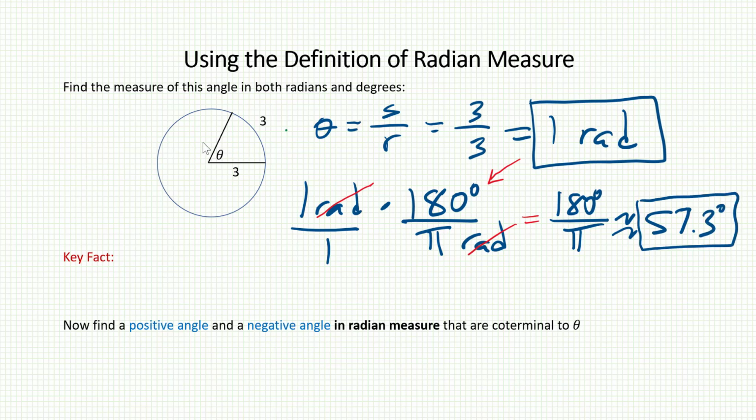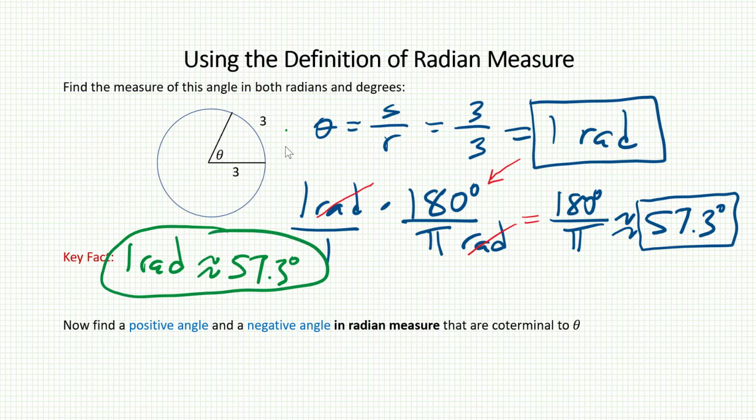So that original angle measures 1 radian, or equivalently 57.3 degrees. I think that's a good fact to learn and commit to memory, the fact that 1 radian is about 57.3 degrees. It makes sense when you think about it. Remember how we talked about it takes a little bit more than 6 radians to go all the way around one rotation of the circle, because one rotation is 2 pi. 2 pi is about 6.28.